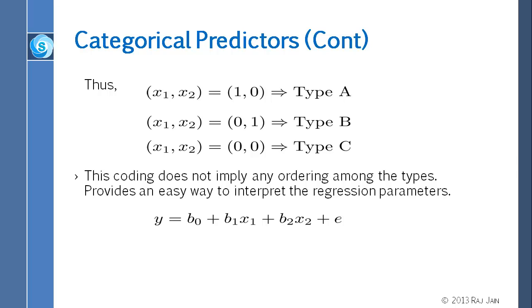But the way we have defined it is like this. We have defined that C means when x1 and x2 are 0, 0. So when you put 0, 0 here for x1 and x2, then yc equals b0 plus error. It's just how you code them here. These are the predictors. Actually, there is only one predictor variable which has three types. So the x is represented by 0, 0.